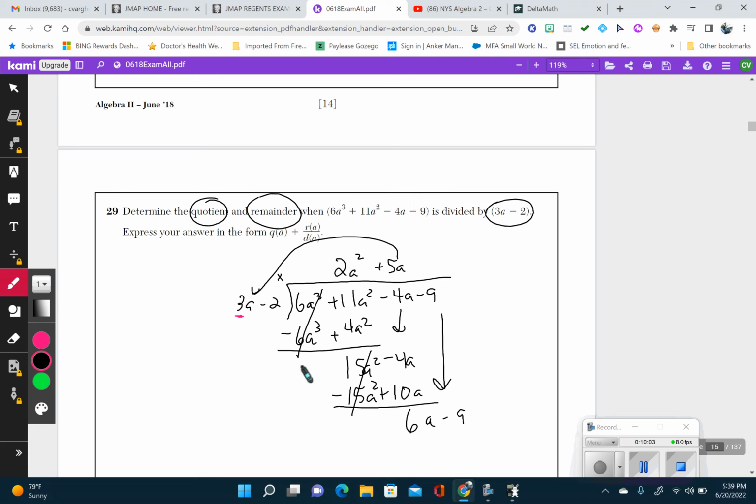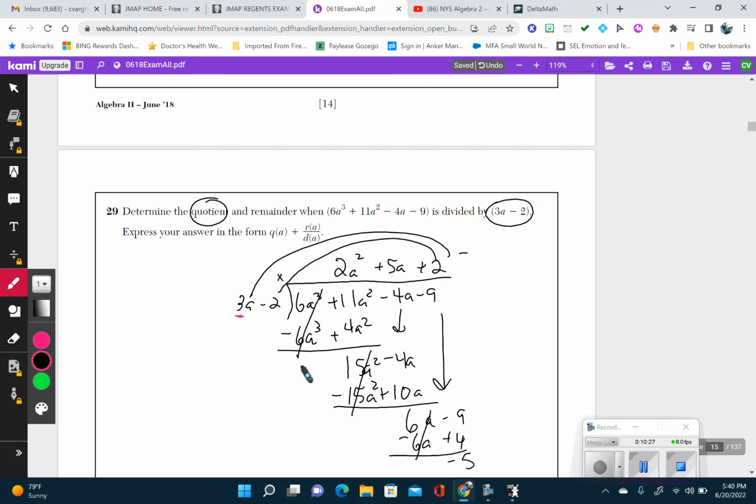And then you do it one last time. 3a goes into 6a. That's going to be 2 times. And then you multiply these, right? So 2 times 3a gives you 6a, and you switch the sign. 2 times -2 gives you -4, and you switch the sign to a positive. So this cancels out, and you're left with -5 as your remainder. So -5 is going to be the remainder.